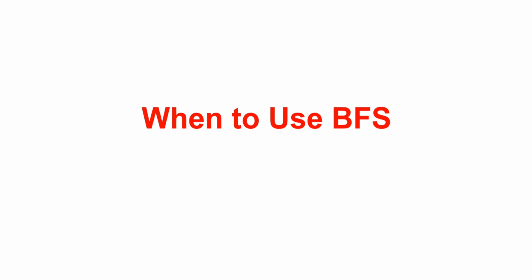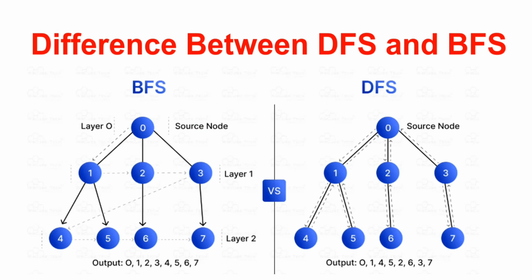Next, we move to the difference between BFS and DFS. What are the differences between BFS and DFS? In traversal method, BFS explores all the neighbors at the current level before moving to the next level. Coming to DFS, it explores as deep as possible along one branch before backtracking. Next, in data structure, we use a queue in BFS, the FIFO method. In DFS, we are using a stack, the LIFO method, or recursion stack.